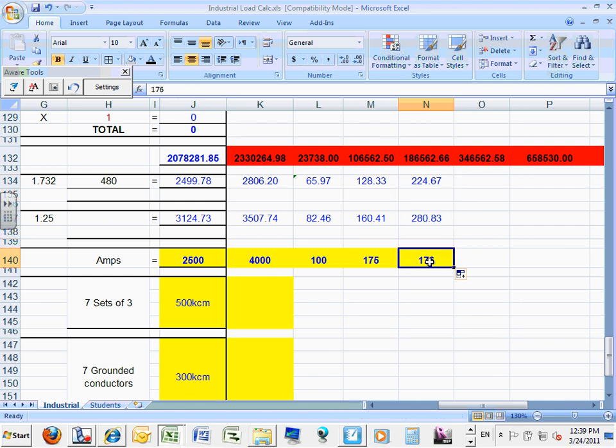Spencer, 224, 280. What's the next standard overcurrent detection device? 300. Done. Here's my panel. See how nice it is when you drag them in the same sheet?